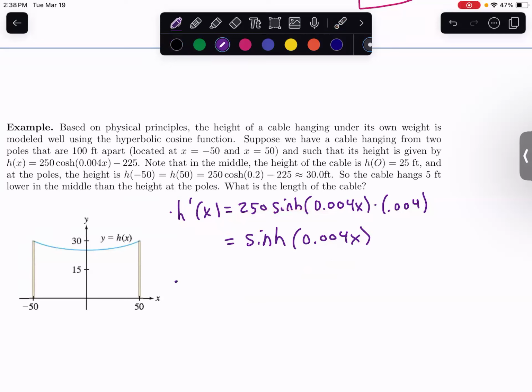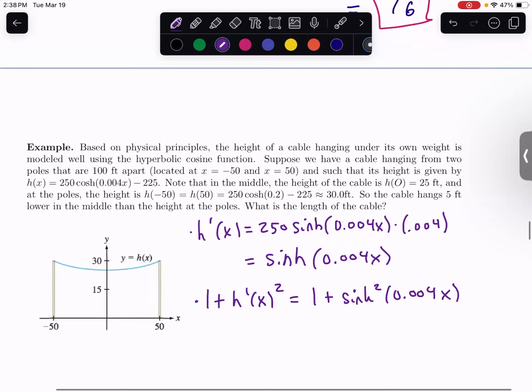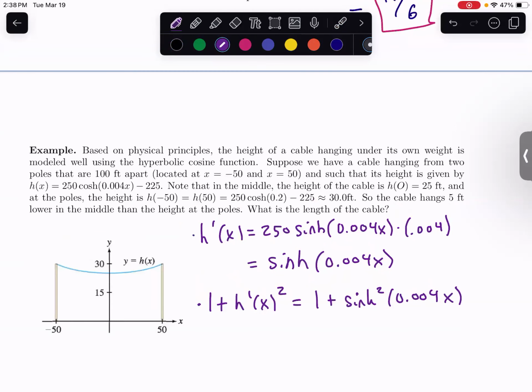And so next we want to consider what 1 plus the derivative squared is equal to. So this is just going to be equal to 1 plus hyperbolic sine squared of 0.004x. And as a reminder, we've seen in the past, this is something you should just remember, or want on your index card before an exam. If you do hyperbolic cosine squared minus hyperbolic sine squared, this is equal to 1.